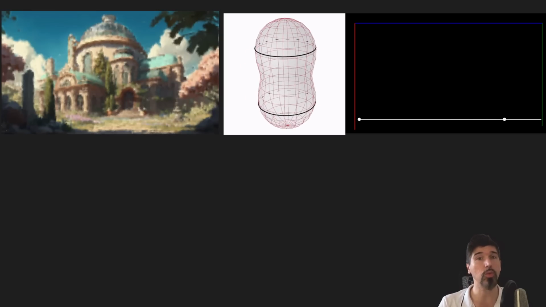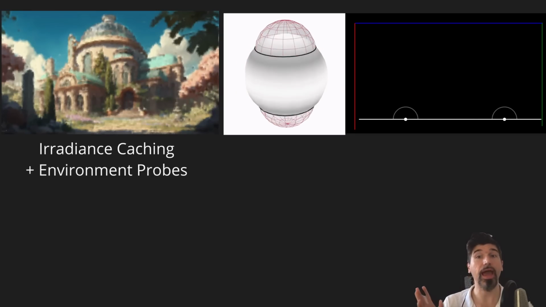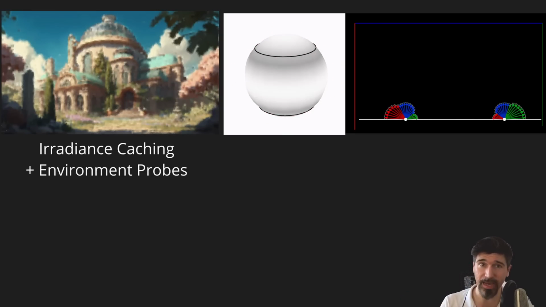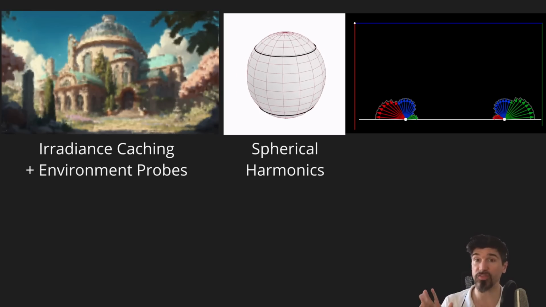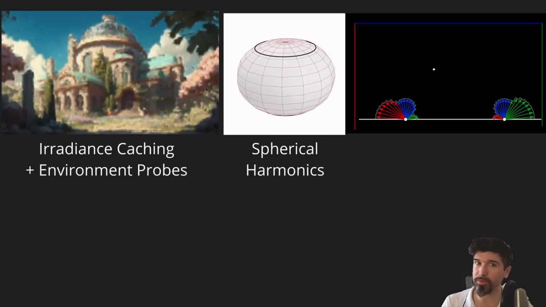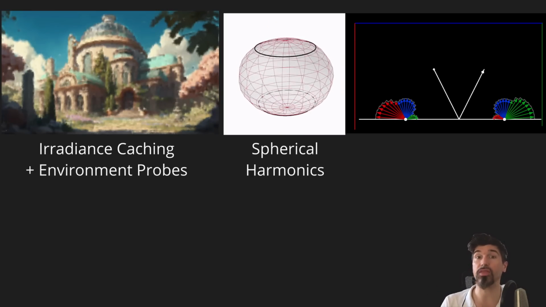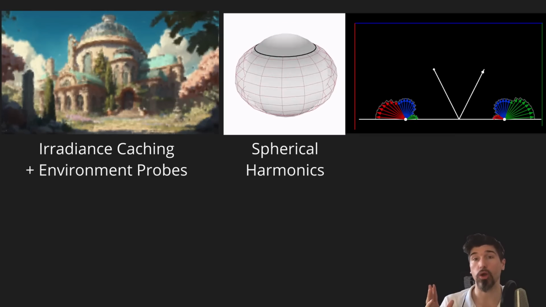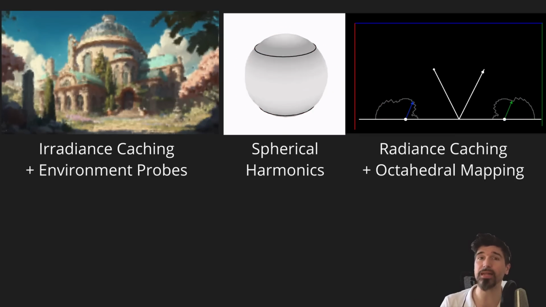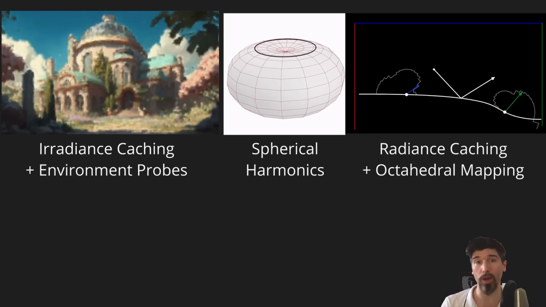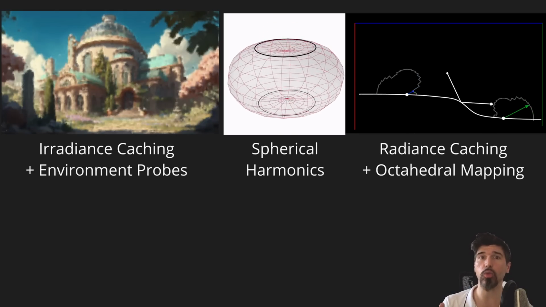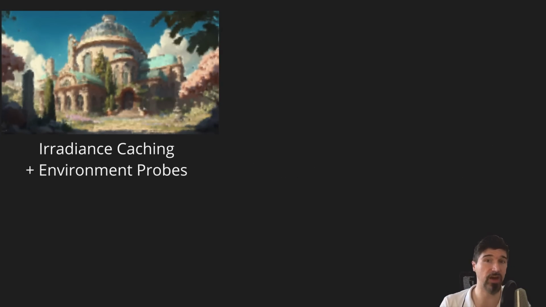The first one will cover irradiance caching and environment probes, setting up the foundations for all the rest. In the second part, we will focus purely on spherical harmonics, their power and limitations. And then finally, in the third part, we will explore radiance caching, which is the piece that makes Lumen's screen space probes work in the first place, and then the rest of Lumen itself. In this video, we will focus on irradiance caching and environment probes.